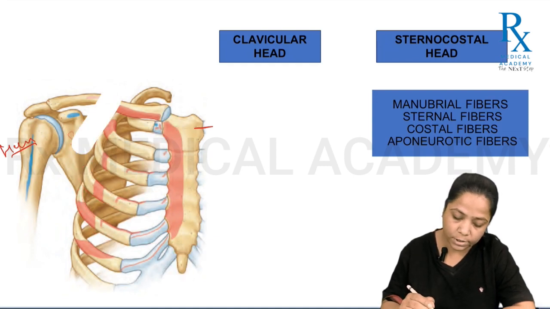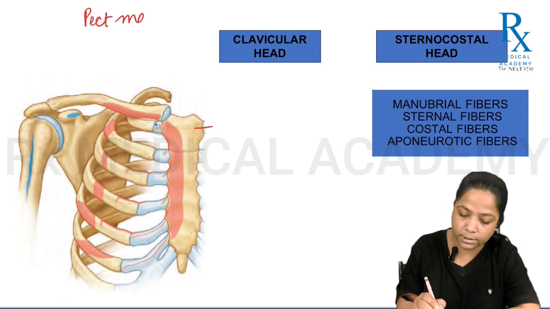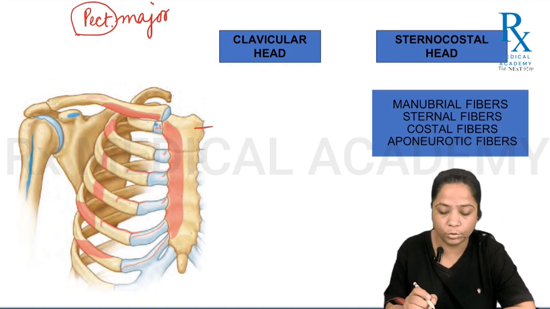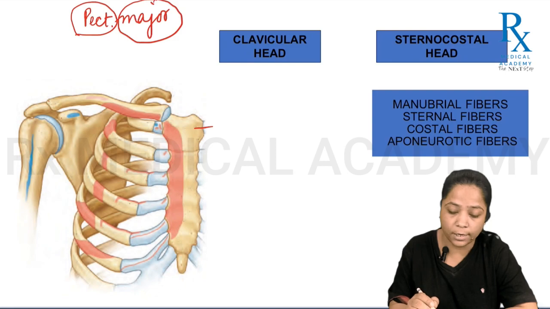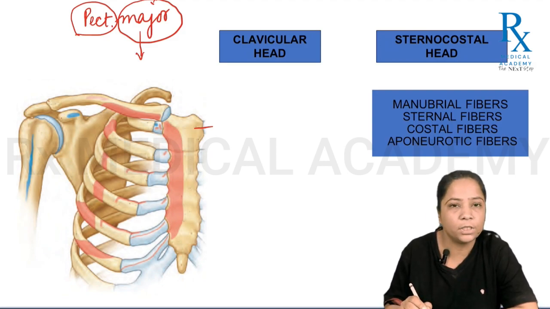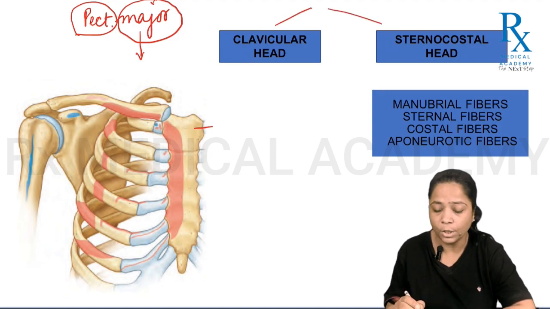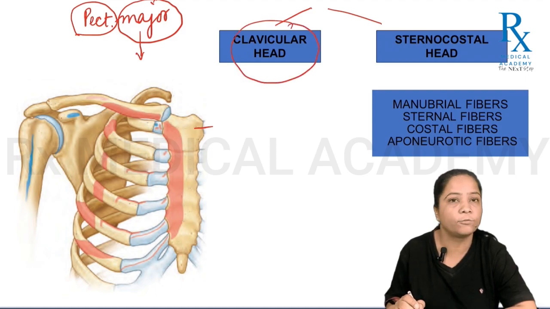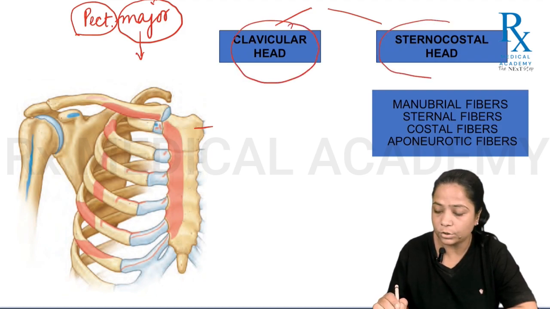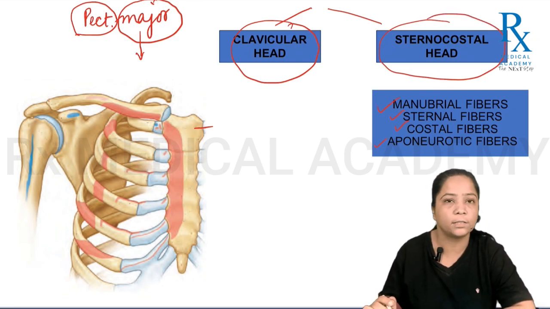There are basically four muscles in the pectoral region. The first muscle is your pectoralis major muscle. Because it is lying in the pectoral region, the name is pectoral, and because its size is quite large, it is pectoralis major. We will see how the pectoralis major muscle originates. We have two heads of this muscle. One is your clavicular head arising from the clavicle, and the other is your sternocostal head arising from different parts of the sternum as well as the ribs.